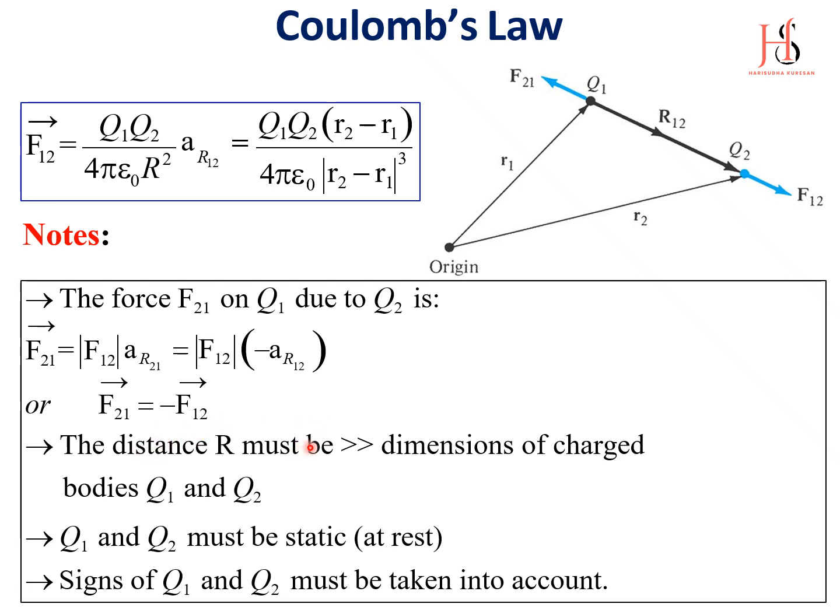So the distance r must be much greater than the dimensions of the charged bodies Q1 and Q2. So you have to maintain the distance in such a way that it must be much greater than the dimensions of the charged bodies Q1 and Q2. And Q1 and Q2 are assumed to be static, and the signs of Q1 and Q2 should also be taken into account.